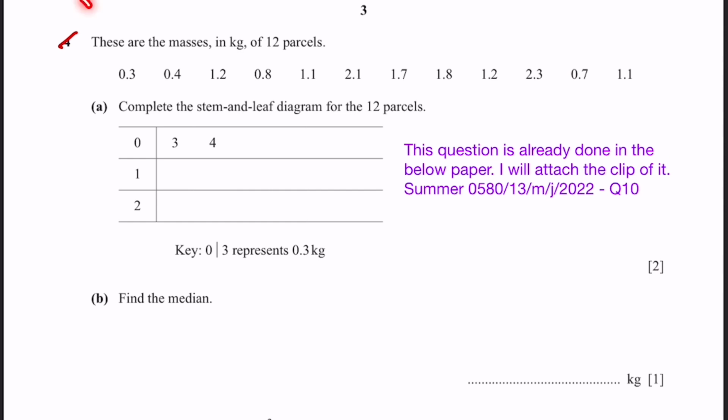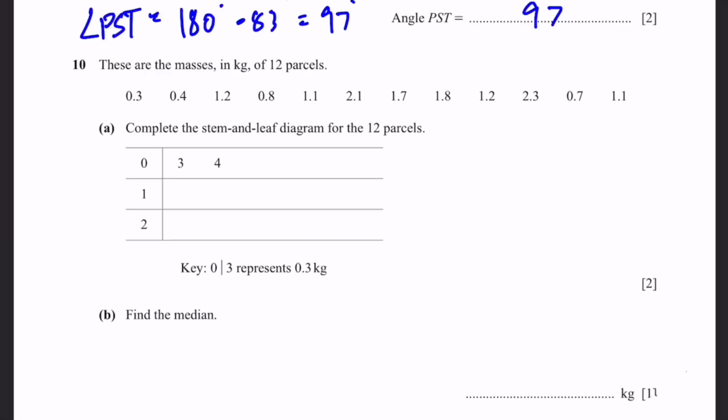Question 4. This question is already done in a previous paper, so I'll attach the clip. These are the masses in kilograms of 12 parcels, and the masses are given over here. A. Complete the stem and leaf diagram for 12 parcels. First thing we need to see is the key. 0|3 represents 0.3 kilograms. That means 0|4 represents 0.4 kilograms.